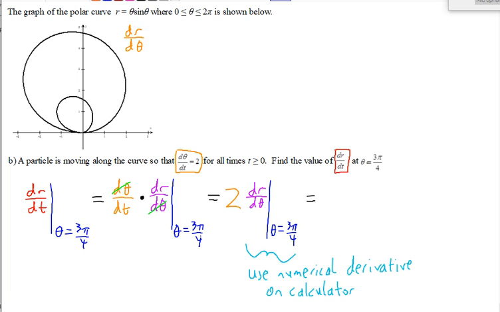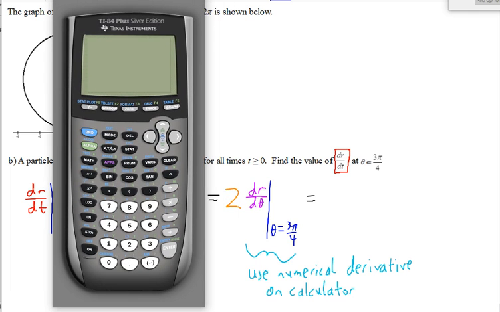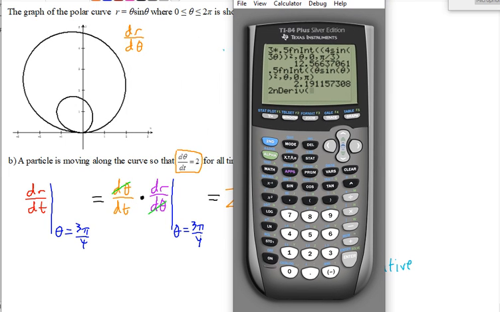So first with the 84, we can just go 2, and then it's math, and then remember it's the one that says nDeriv, number 8 here. And then we first put what we're taking the derivative of, and that's dr d theta. Sorry, what we want is the derivative of this one. So that's theta times sine theta, close parentheses on the sine, and then comma, the variable is theta, comma, what we're substituting in is 3 pi over 4.